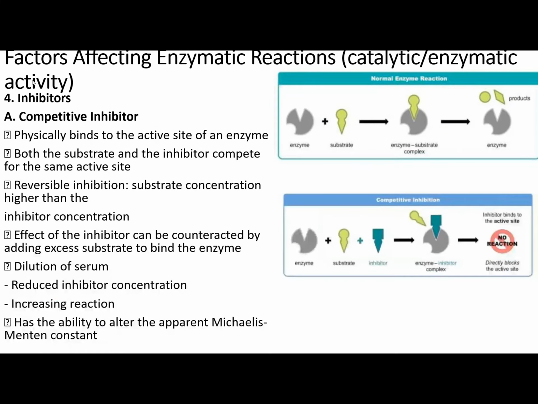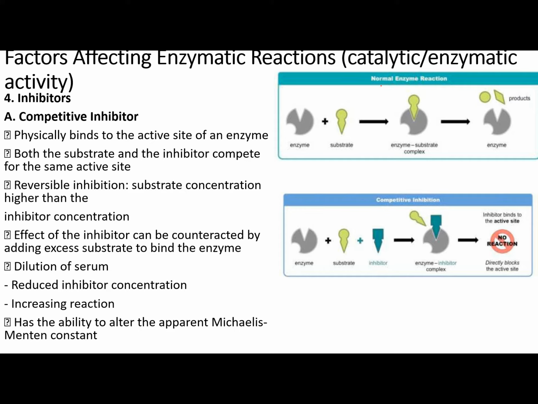Okay, the next factor affecting enzymatic reactions class are your inhibitors. Now, inhibitors, from the word itself, they basically stop the binding or the attachment of the substrate to the active site. Now there are three types of inhibitors class. The first one is your competitive inhibitors. Now, competitive inhibitors class physically bind to the active site of an enzyme.